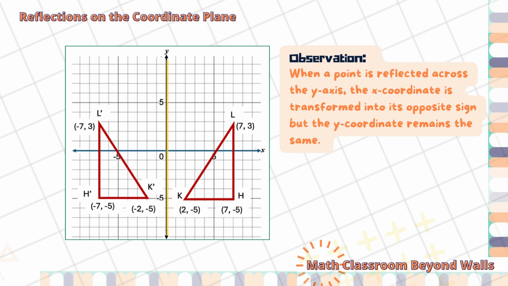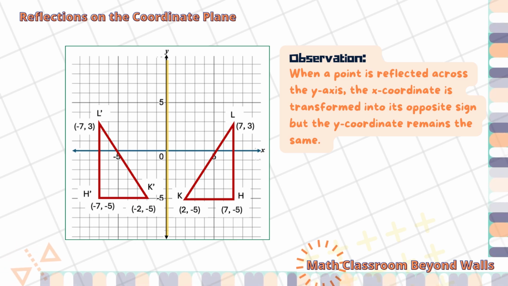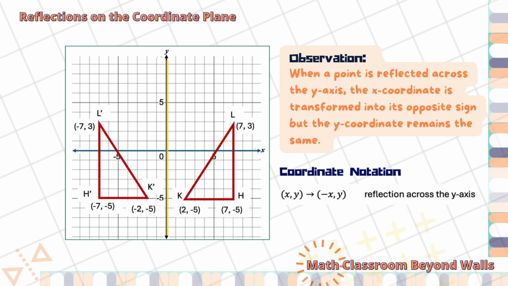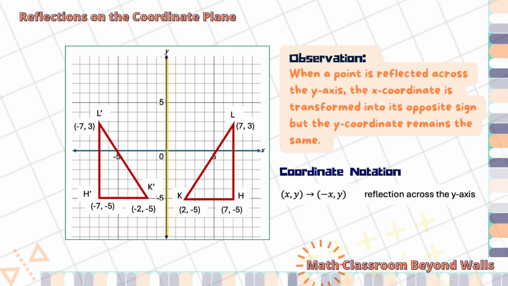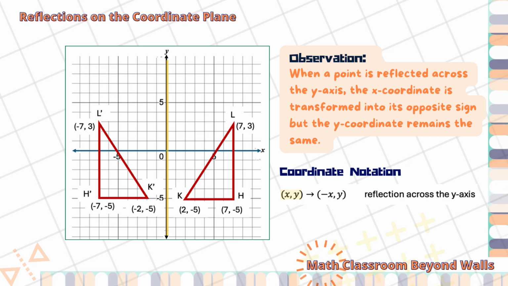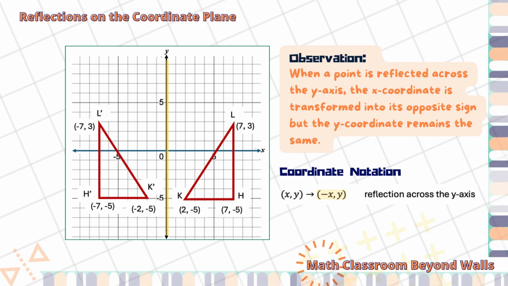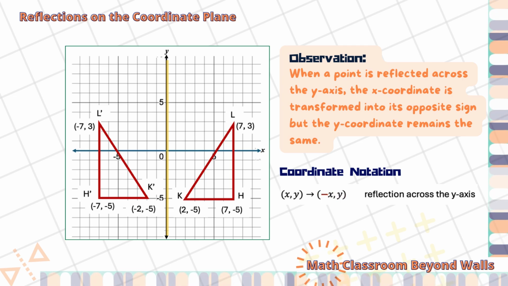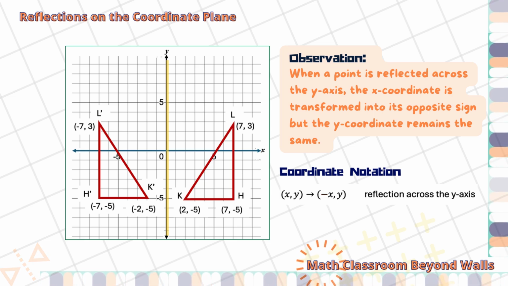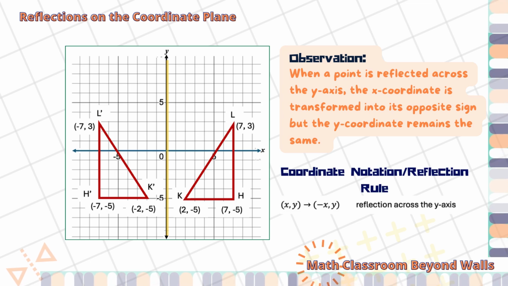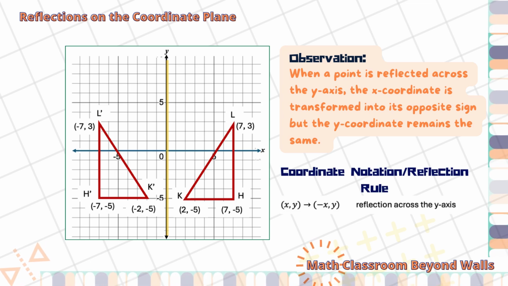With that observation, we can write the coordinate notation this way. That is, after the reflection across the y-axis, a point (x, y) on the preimage becomes (-x, y) on the image. The negative indicates a change in the sign. This is the transformation rule for reflection across the y-axis. We can also call this the reflection rule across the y-axis.